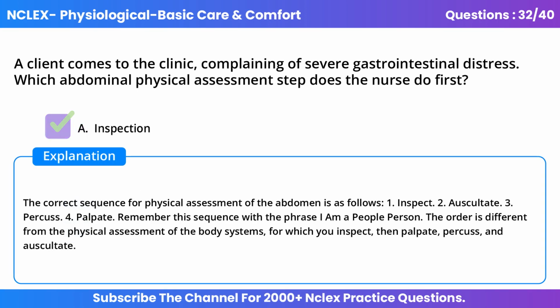The correct sequence for physical assessment of the abdomen is as follows: 1. Inspect. 2. Auscultate. 3. Percuss. 4. Palpate. Remember this sequence with the phrase "I am a people person." The order is different from the physical assessment of the body systems, for which you inspect, then palpate, percuss, and auscultate.